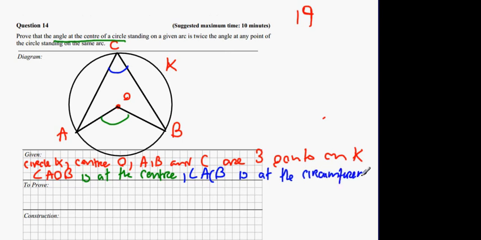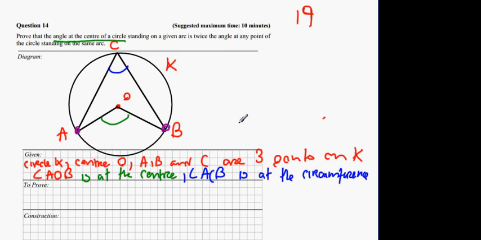Now, there's one other thing you gotta do. What arc do they both stand on? Do you know what I mean by an arc? Where does the angle start and finish? A, C, B. It starts at A, ends at B. A, O, B. Starts at A, ends at B. What arc do they both stand on? What's the name of this arc? Both stand on the arc AB. This is on page 335 if you're wondering where I'm getting it from.